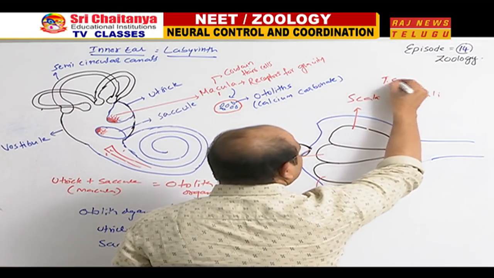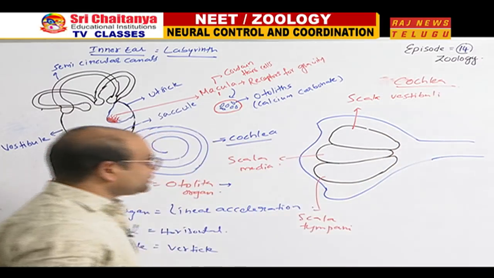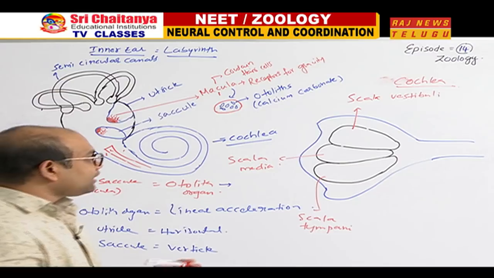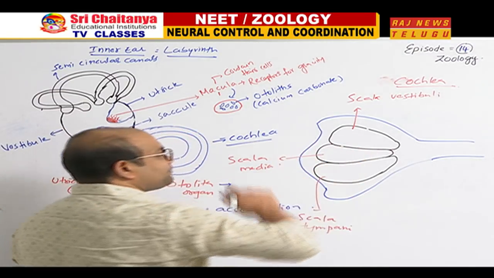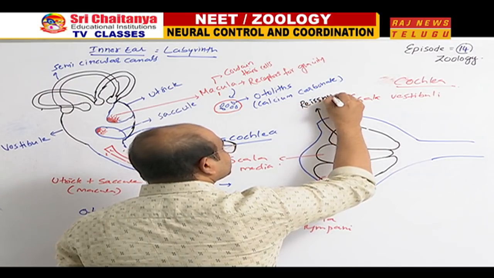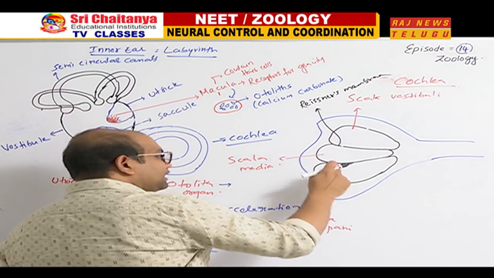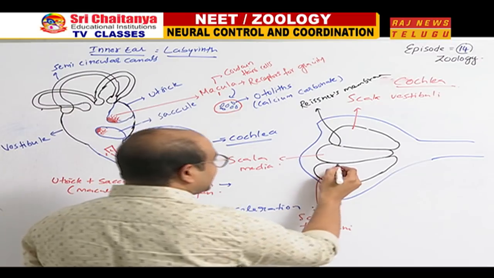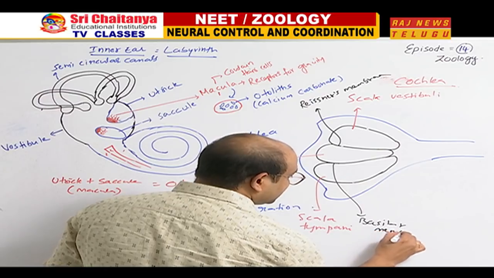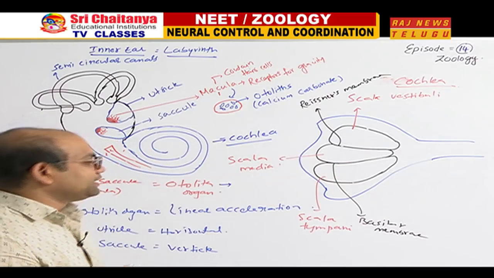So, this is cochlea structure. Regarding the cochlea structure, there are 3 tubes: scala vestibuli, scala media, and scala tympani. The scala vestibuli is separated from the scala media by a membrane. This membrane is called Reissner's membrane. The scala media is separated from scala tympani by another membrane. This membrane is called basilar membrane. This is very, very important, basilar membrane, which is separating scala tympani from scala media.